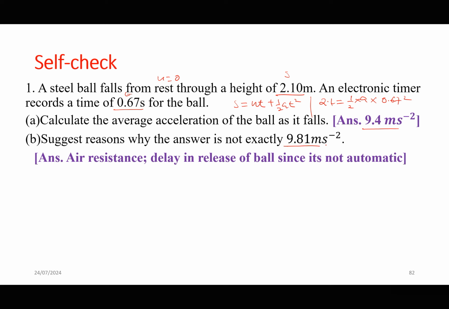So maybe there is air resistance, which reduces the acceleration, or there is a delay in releasing the ball if it is not automated, because you are starting the stopwatch at the same time as you release the ball. Maybe you delayed releasing the ball. Or we could also expect it to be greater than 9.81 if you add a force onto the falling ball. So air resistance or delaying the release of the ball could be affecting the value of g.